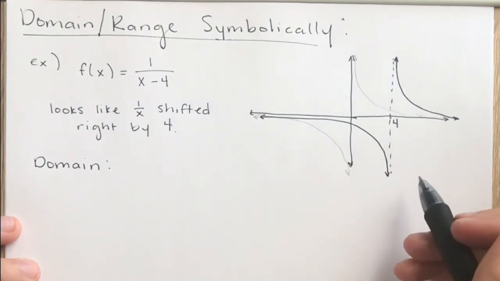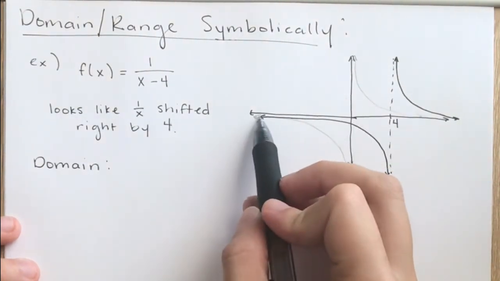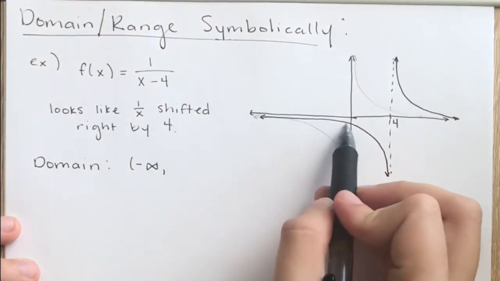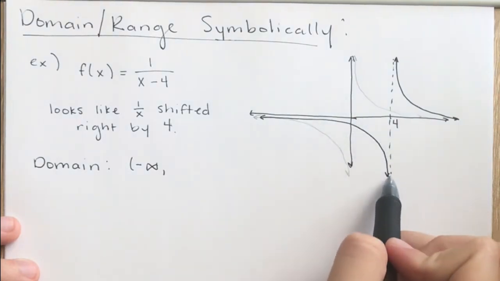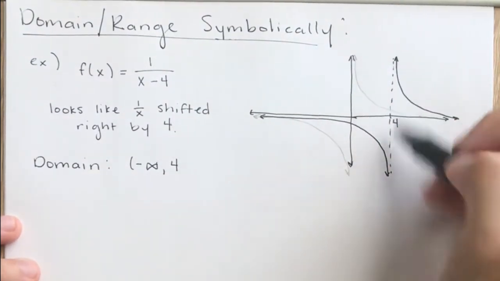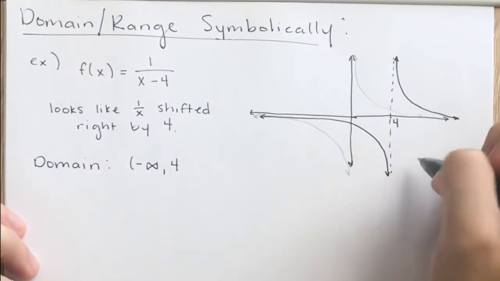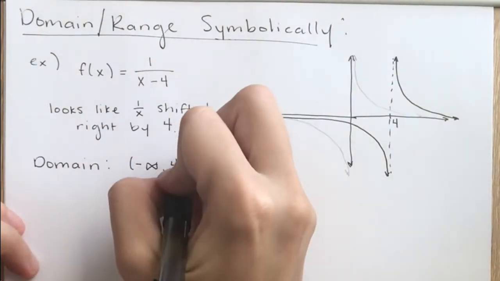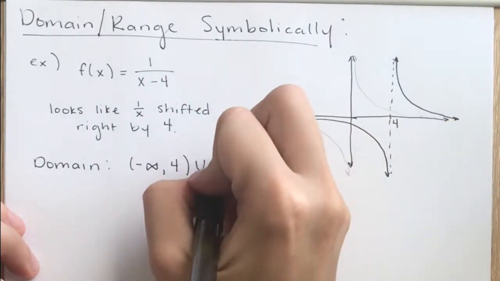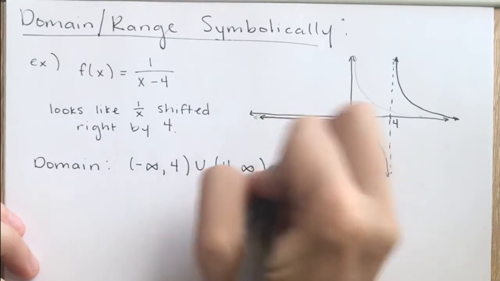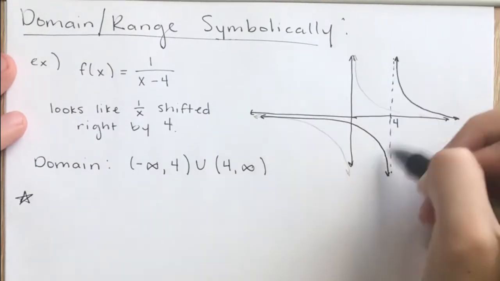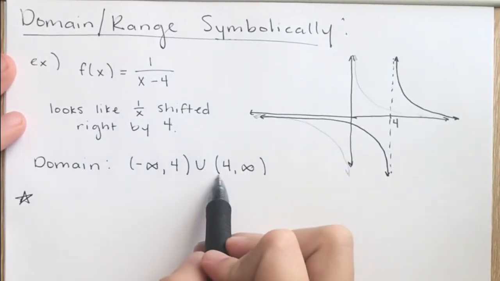Well, the domain here starts at negative infinity. We continue along the graph to the right and end at 4, right? Remember, with an asymptote, we approach but do not touch it, especially for vertical asymptotes. Pick up again at 4 and continue all the way to positive infinity. All right, so what's going on here? Our domain is excluding 4.